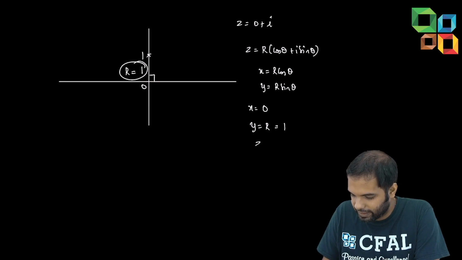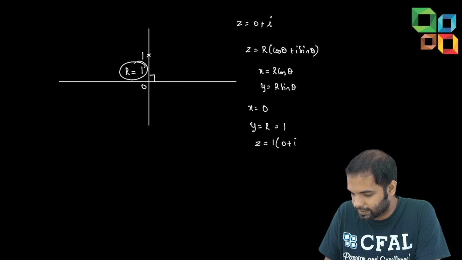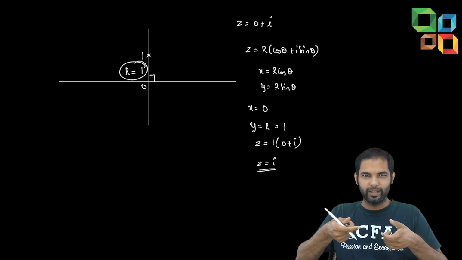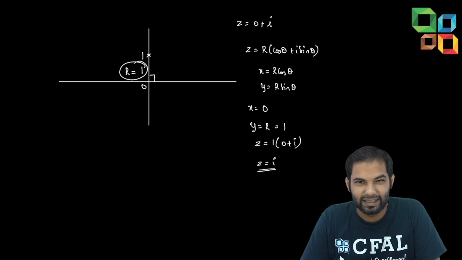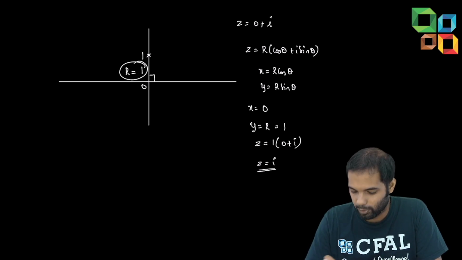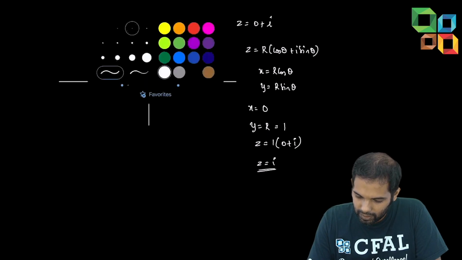Okay. Can you see that your polar coordinate is nothing but 1 times 0 plus I? In other words, that is nothing but I. We started off with I. We tried to convert it, right, by checking the angles and the distance, just to see that we are getting the same point. We got the same point. You can see one more example.